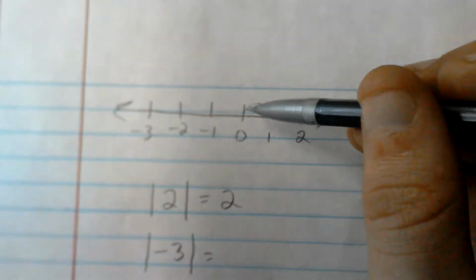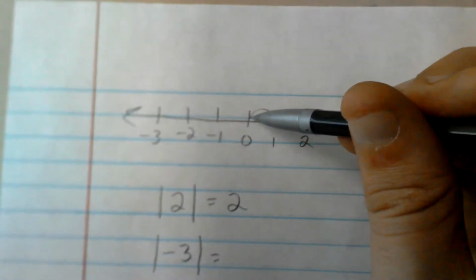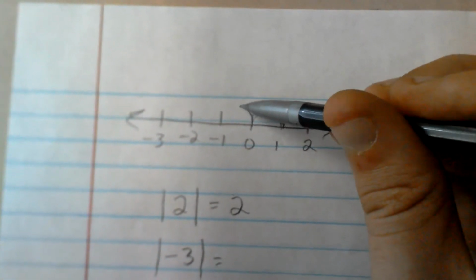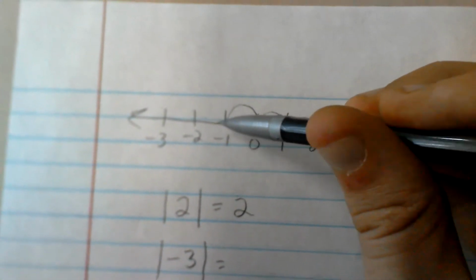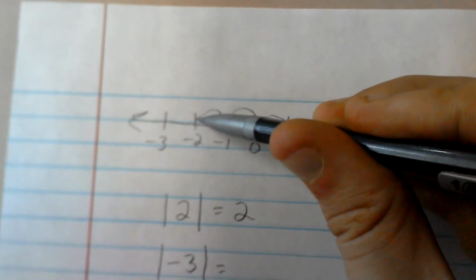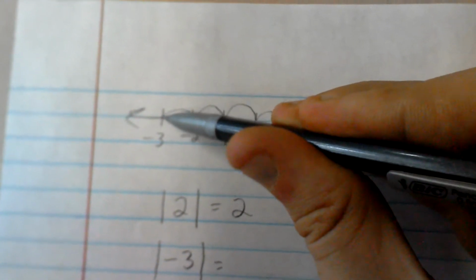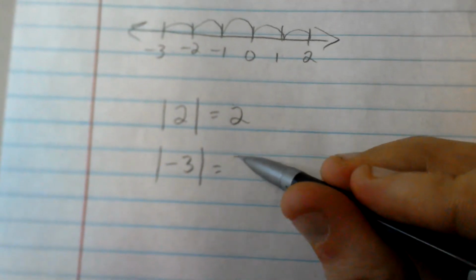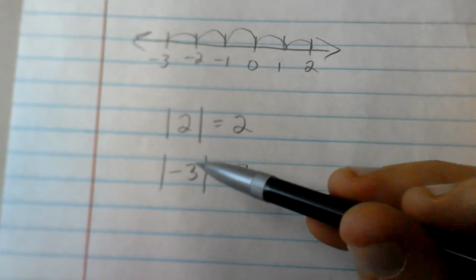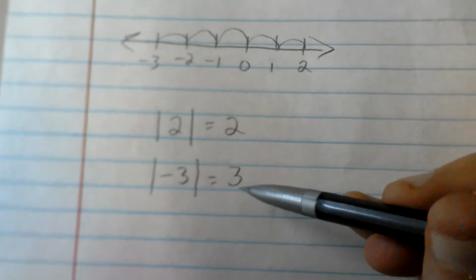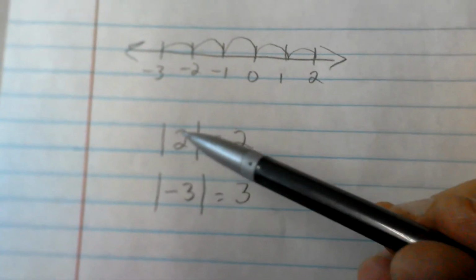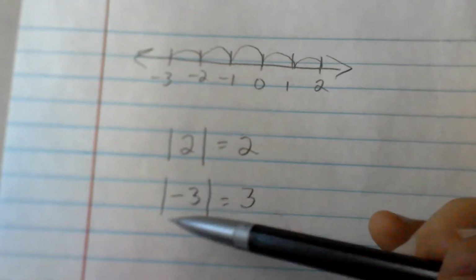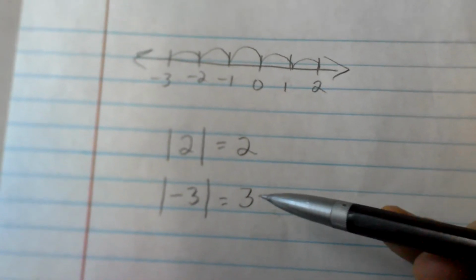So I can either start at 0 or I can start at negative 3. But remember, when I move, it's impossible to move a negative distance. So I moved over 1 spot, 2 spot, 3 spot. So I moved over 3 spaces. So the absolute value of negative 3 is just 3. An easy way to remember that, whatever number's inside my absolute value is just going to become positive.